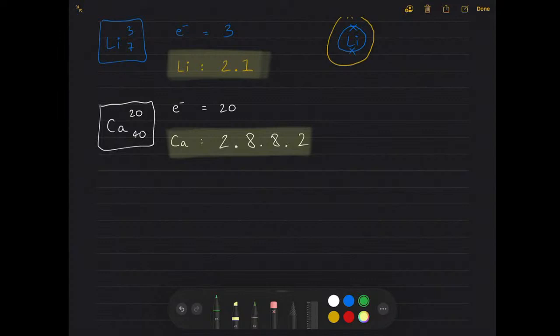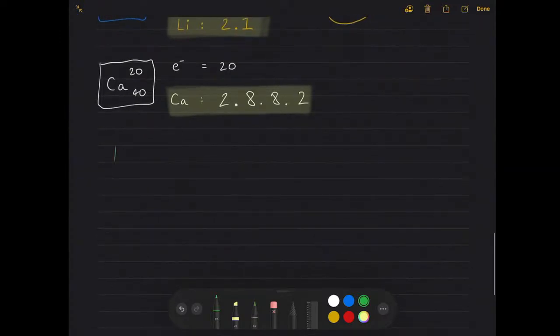We'll do one last one together, which will be fluorine, 9 and 19. The total number of electrons is 9. And 2 on the inside, which leaves us with 7 on the outside.